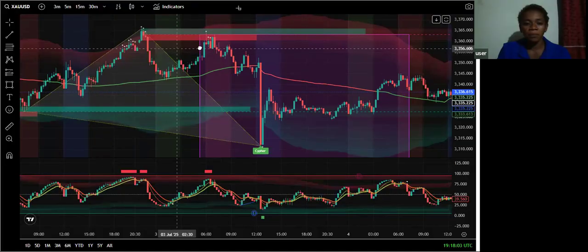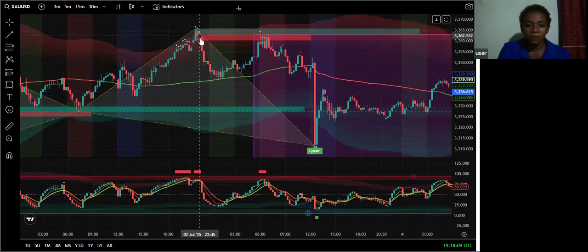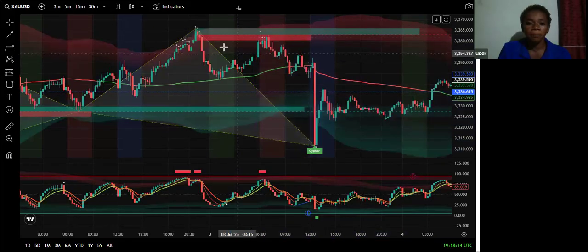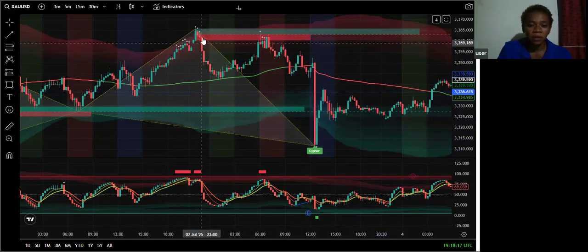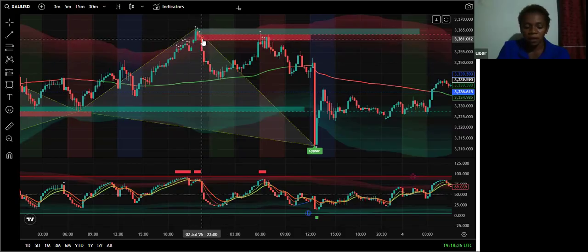Let's say this is an imbalance. This is an imbalance candle, this whole candle right here. This particular red candle I'm on right now with my cursor is actually an imbalance. So when you are looking for how to identify a valid zone, there must be a sweep of liquidity, there must be an imbalance in the market, and there must be a break of structure and unmitigated zones.